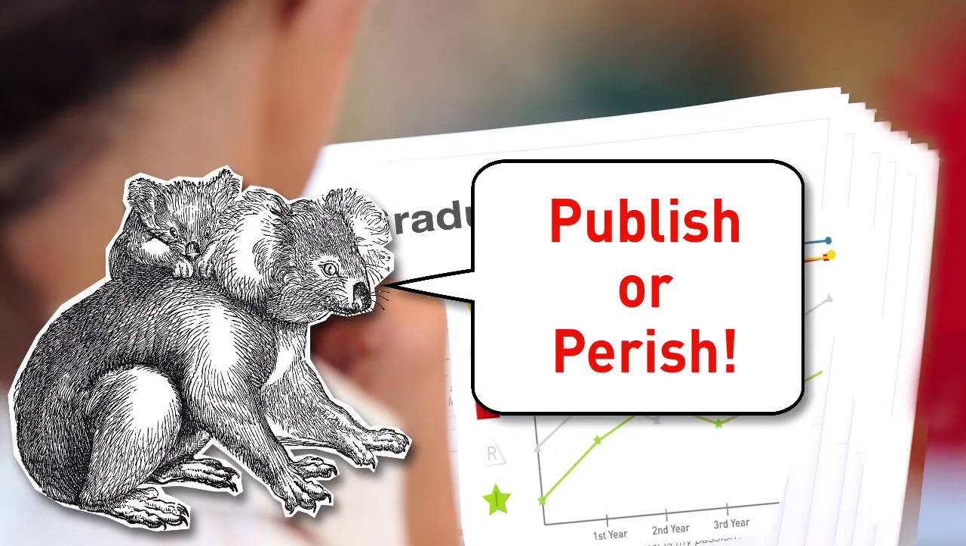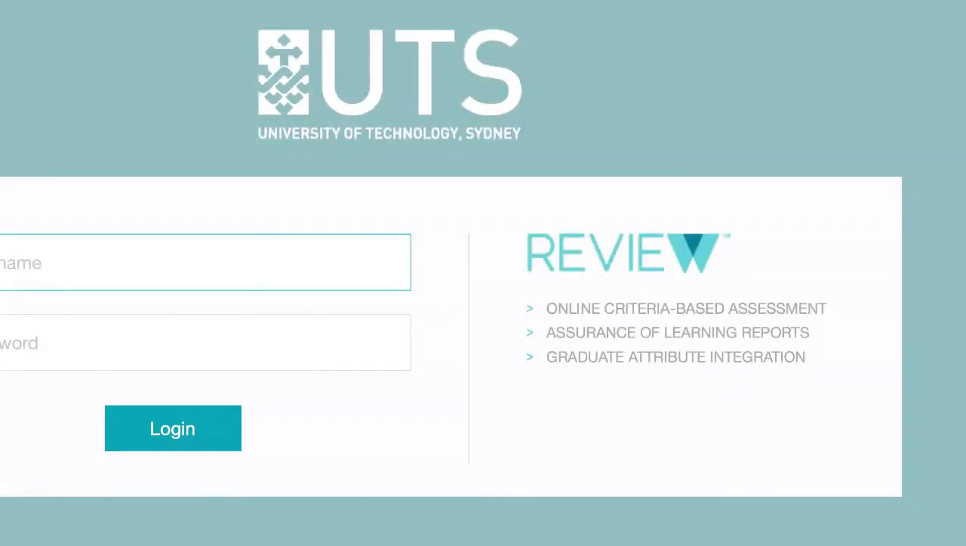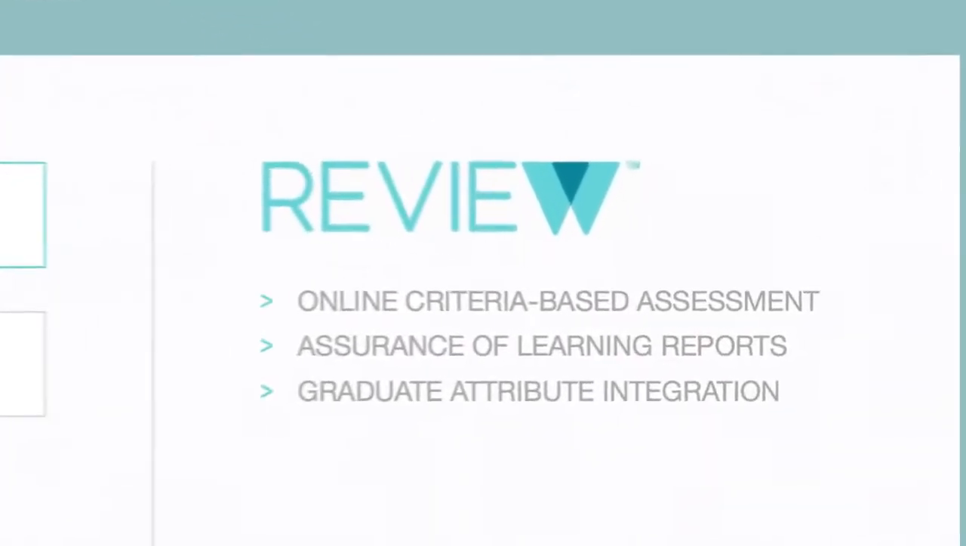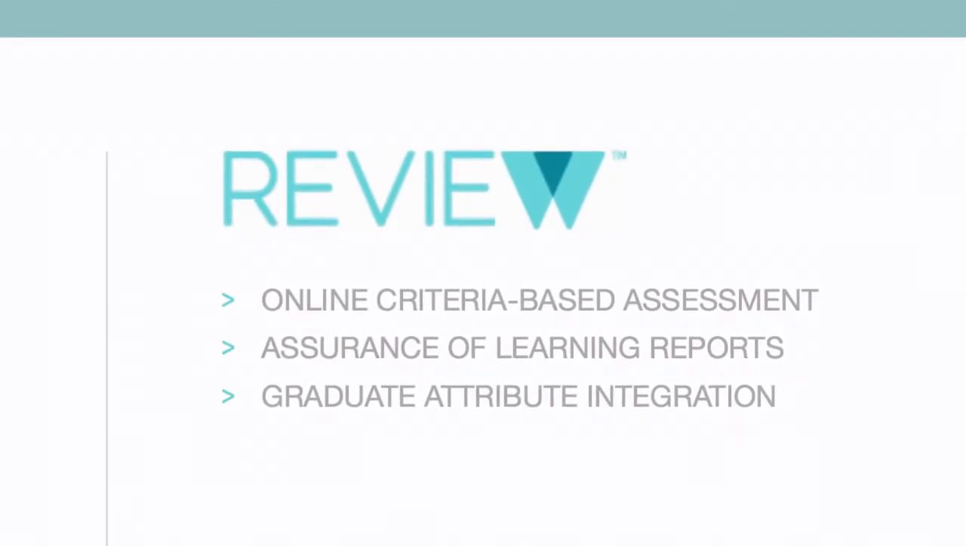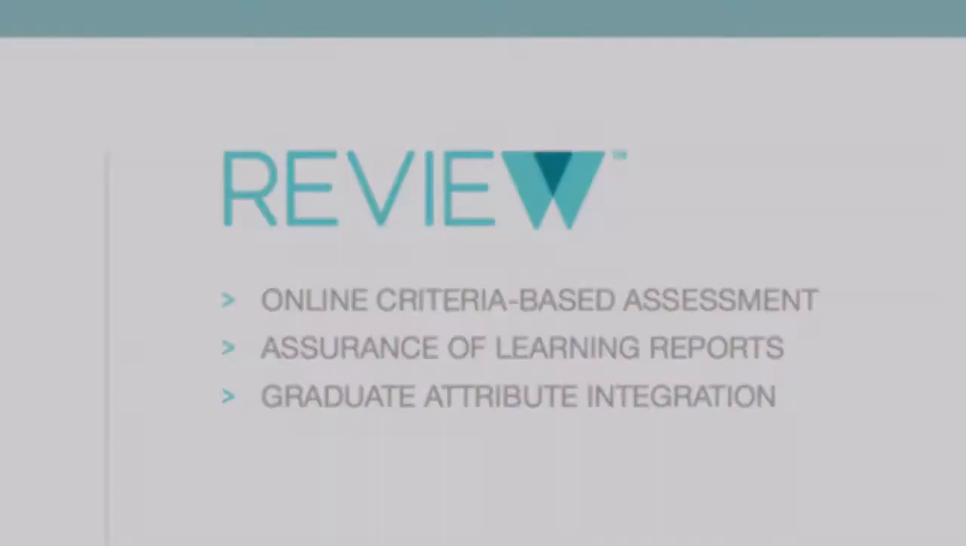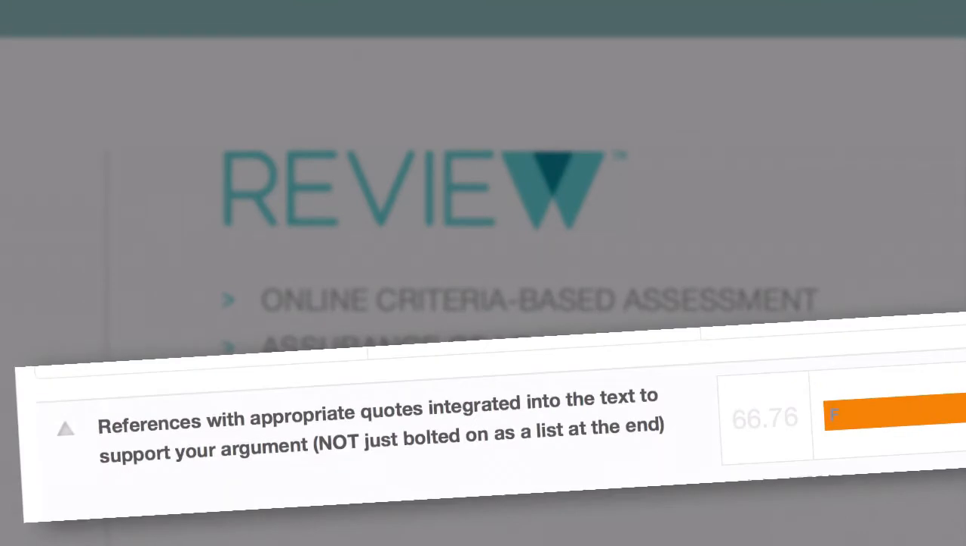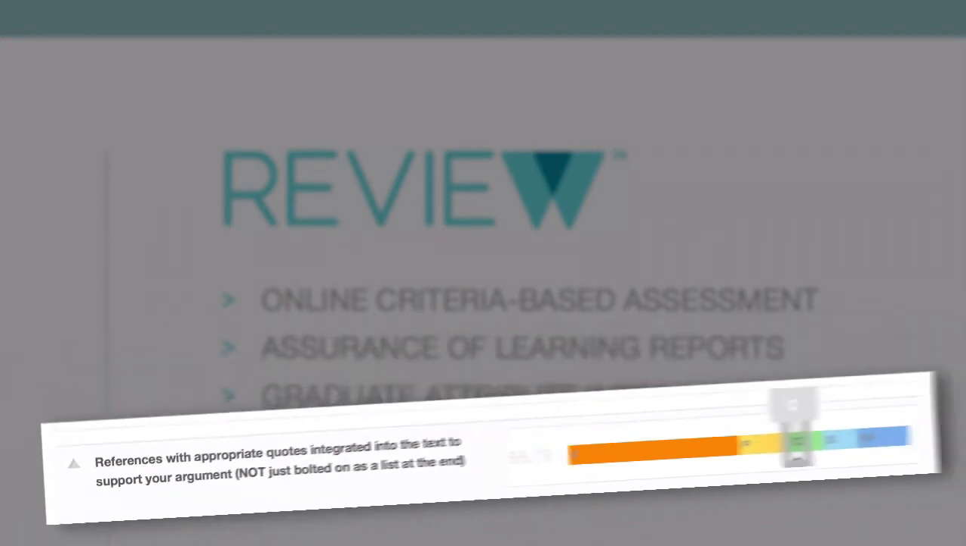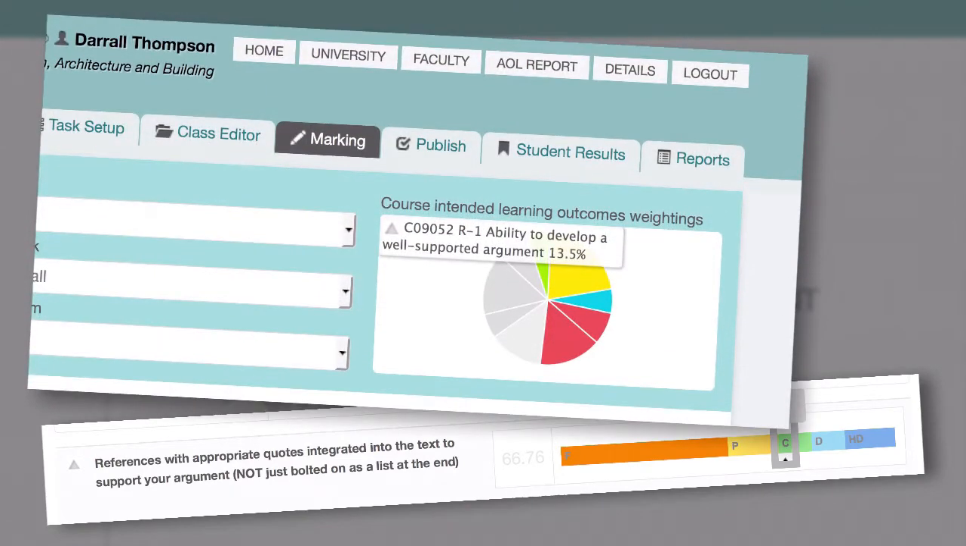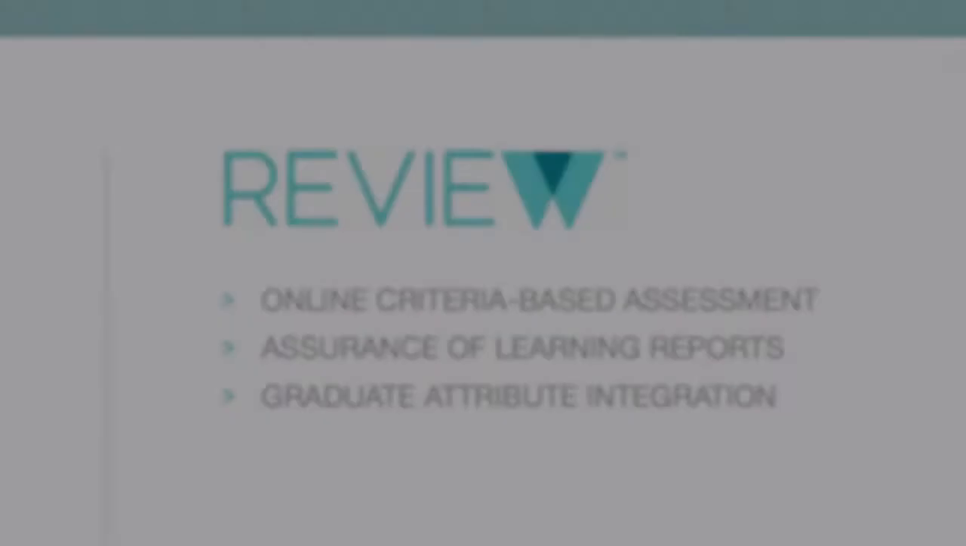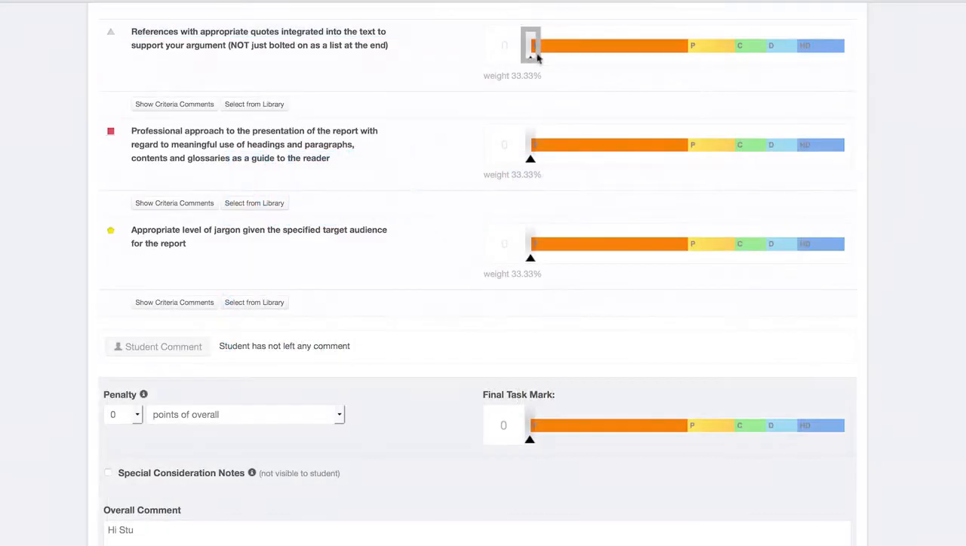There's no easy answers. I use a marking and feedback program called Review, and the time-saving trick here is to write assessment criteria as feedback statements. What was that feedback you said earlier? References with appropriate quotes integrated into the text to support your argument. And we could even put in brackets, not just bolted on at the end like a list. And we can link that directly to the graduate attribute categories and the programme or the course learning goal categories.